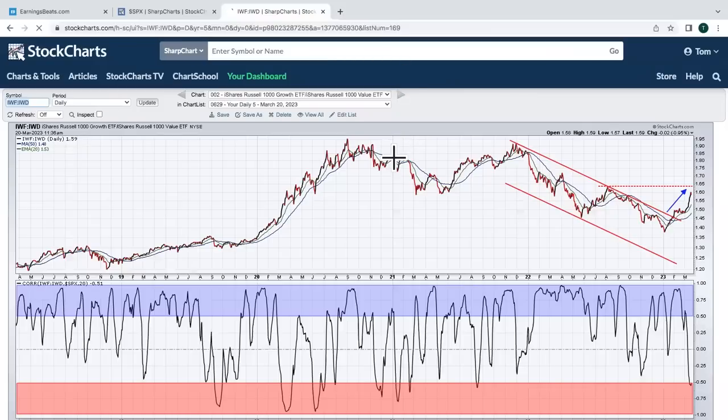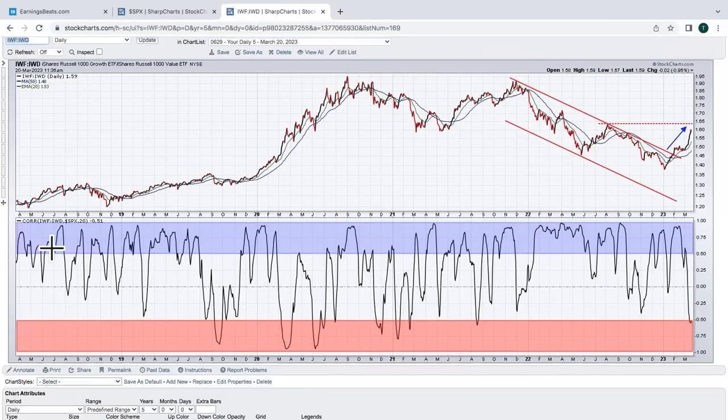The second one I want to show you is the iShares Russell 1000 Growth ETF versus the iShares Russell 1000 Value ETF, the IWF versus the IWD. How does the direction of this ratio impact the S&P 500? Well, again, for the most part, we're going up and we're coming back down, going up, and we were in a steady decline throughout 2022, but we've now broken the downtrend line and we're starting to channel our way back to the upside. And if you look down below, the IWF versus IWD versus the S&P 500, mostly positive.